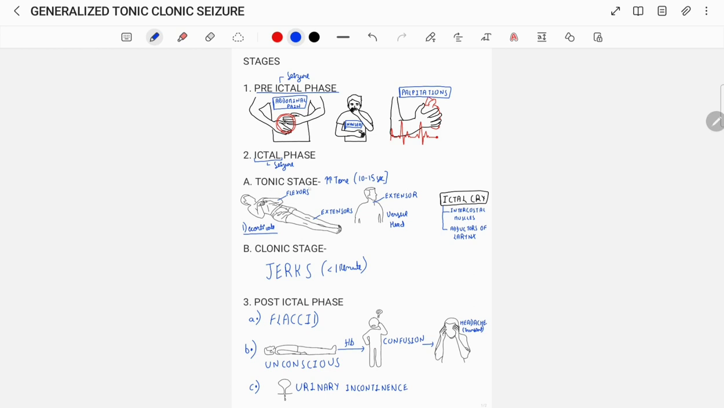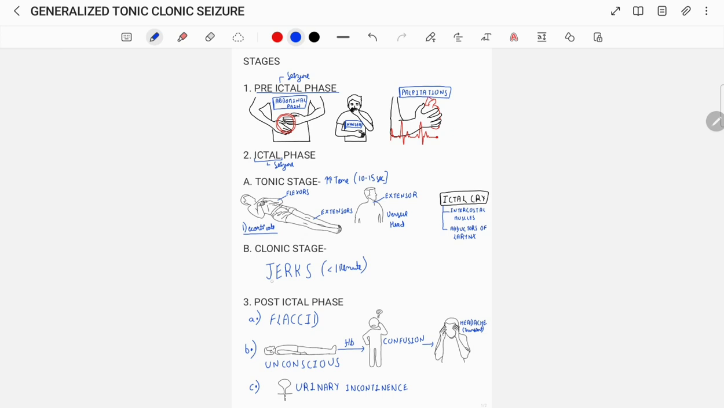Initially, there is a tonic stage in which the tone is increased. The patient acquires decorticate position, wherein the flexors of the upper limb and extensors of the lower limb are affected. There is versive head turning due to extensors of the neck being affected, and there is an ictal cry due to intercostal muscles and adductors of the larynx being affected. After that, the patient experiences the jerks in the clonic stage.